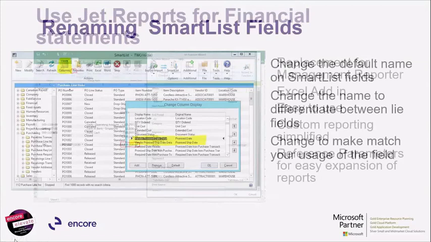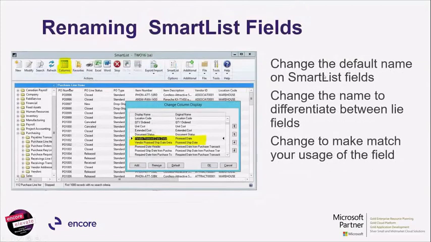And I just showed you, again, that we can rename our Smart List fields. We can change the default name and then change the name to differentiate between line fields, and change them to make them match your usage of the field. Okay, so we showed you that.